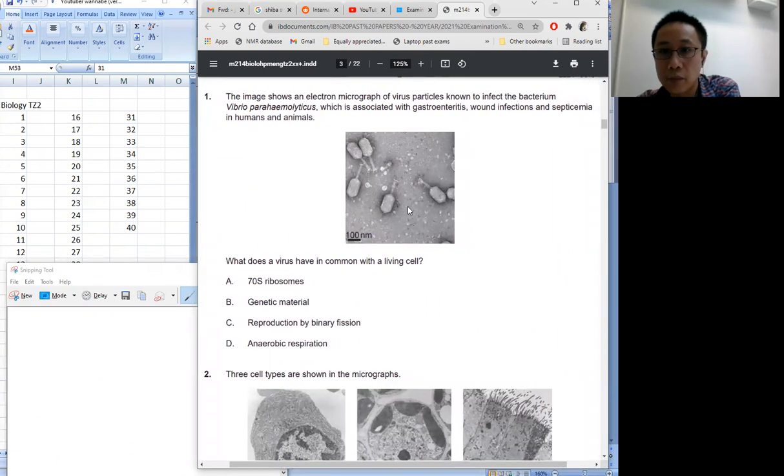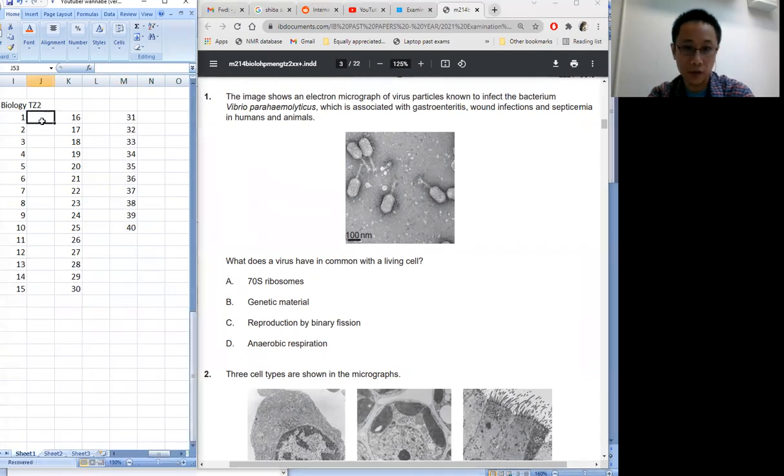The image shows an electron micrograph of some virus particles, or some bacteriophage, if you recognize the shape. What does a virus have in common with a living cell? Viruses don't have ribosomes. Viruses do have genetic material, so most likely B is correct. Viruses don't reproduce by binary fission. Viruses reproduce only using host cell synthesis mechanisms, and viruses do not respire. So the answer should be B.